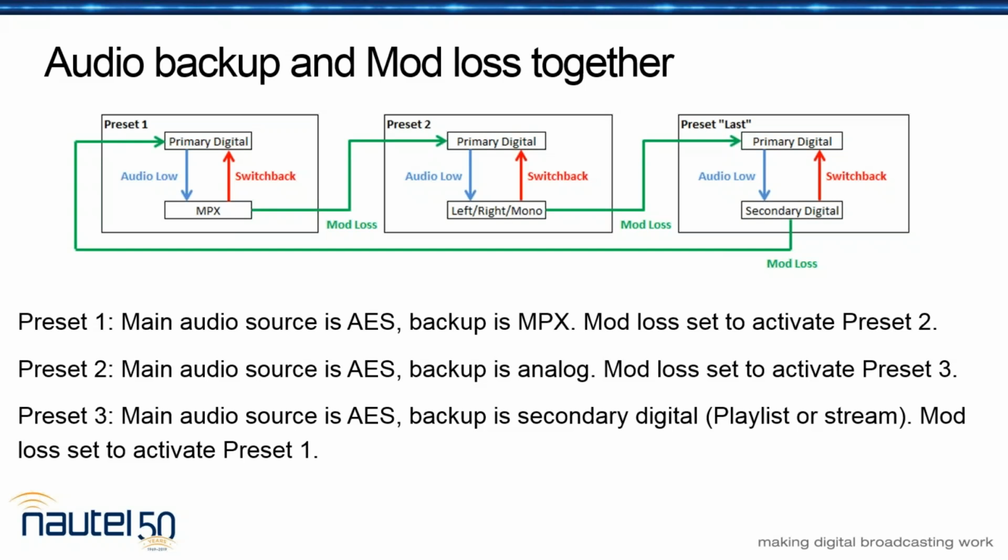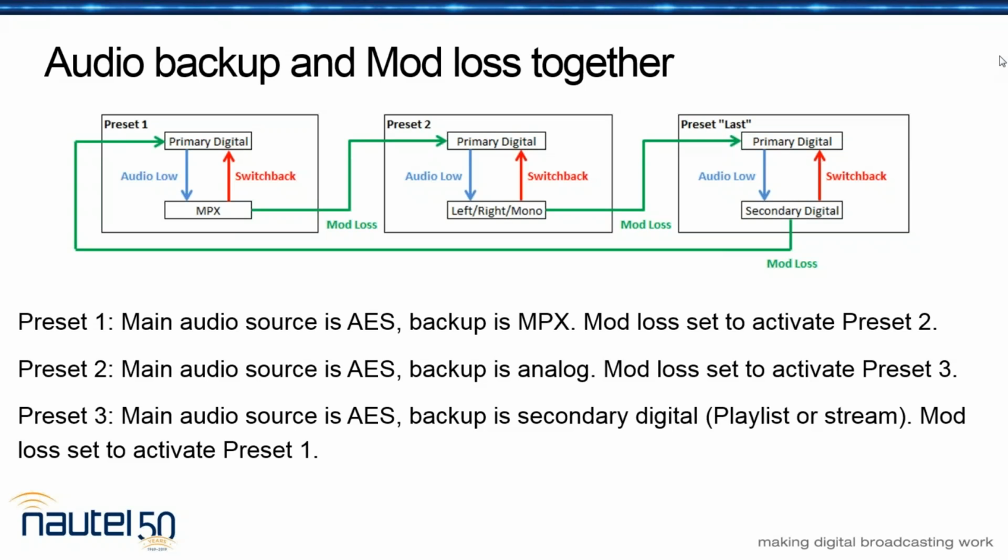If both the AES fails and the MPX fails, the mod loss setting in preset 1 will automatically switch to preset 2. And once we switch to preset 2, we have, once again, the main audio set to AES. And if it is gone, then we'll be running on analog. If the AES comes back, once again, we'll switch back to AES as our main audio source.